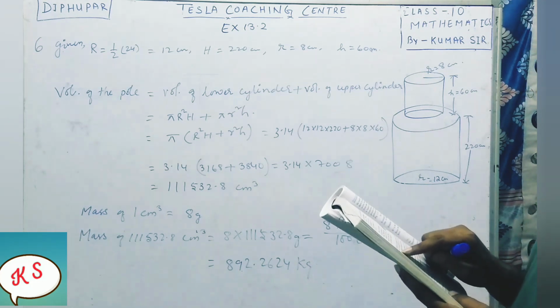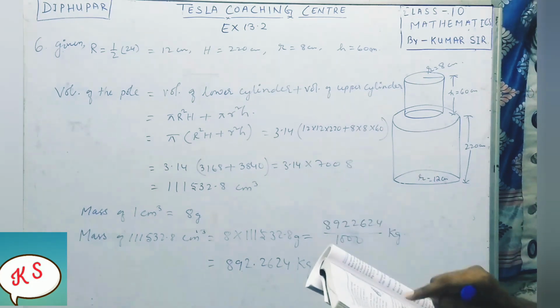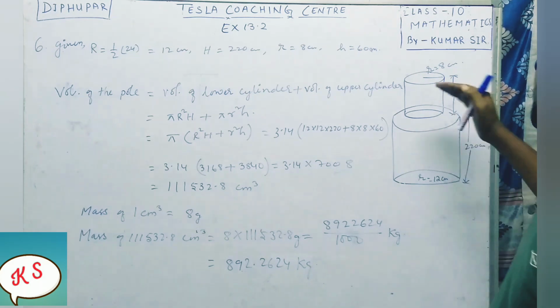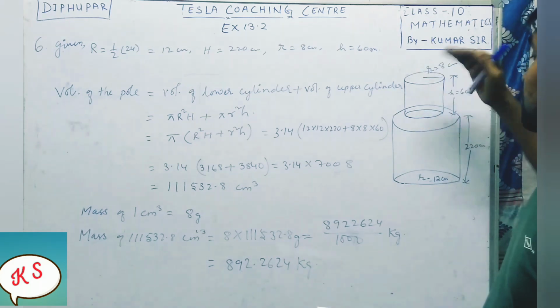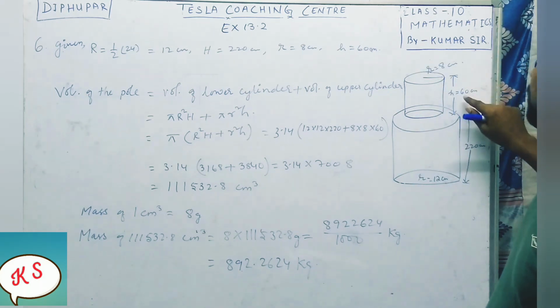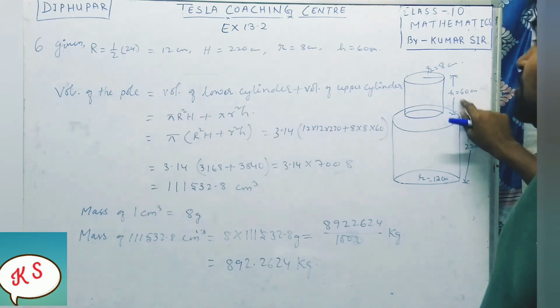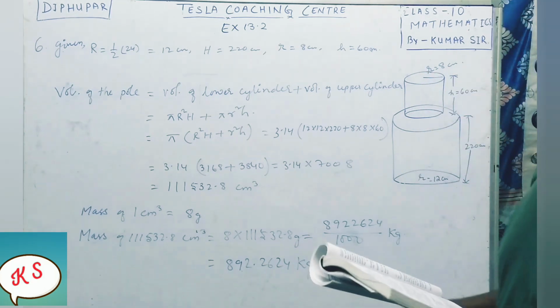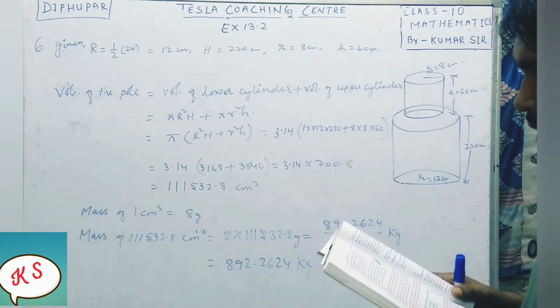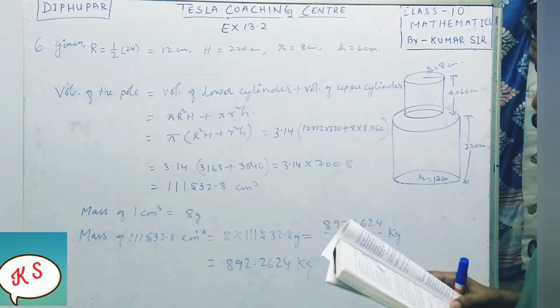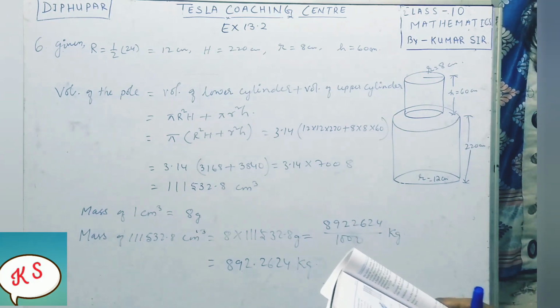Next, it is surmounted by another cylinder of height 60 centimeters and radius 8 centimeters. So another cylinder is there which is on the top of this, whose height is what? 60 centimeters, and the radius is how much? 8 centimeters. So that is there. Find the mass of the pole, given that 1 centimeter cube of iron has approximately 8 grams.